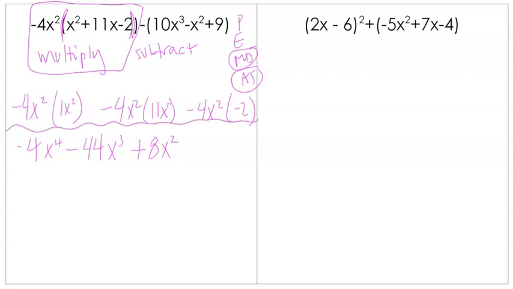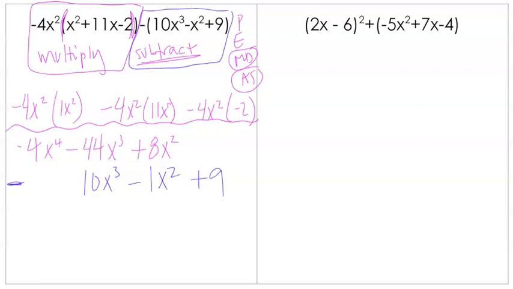Now that we've done the multiplication, we can move on to that subtraction. So now from our answer for that multiplication problem, we're going to subtract 10x cubed minus x squared plus 9. So we're going to subtract 10x cubed minus 1x squared. So I just lined up my like terms, so now I know what I need to subtract. I don't have anything that goes with this negative 4x to the 4th, so that just stays.